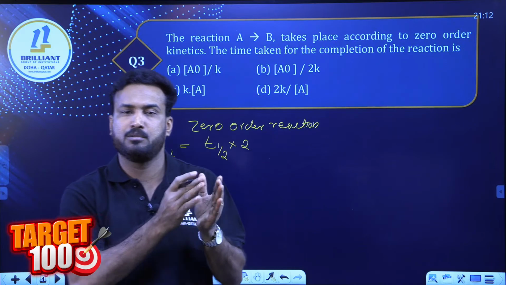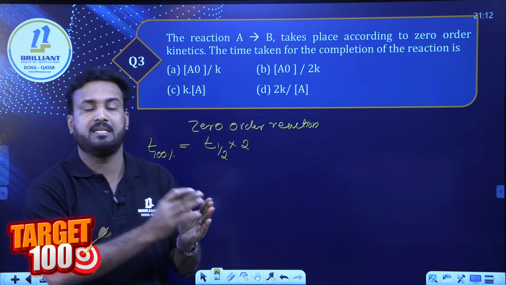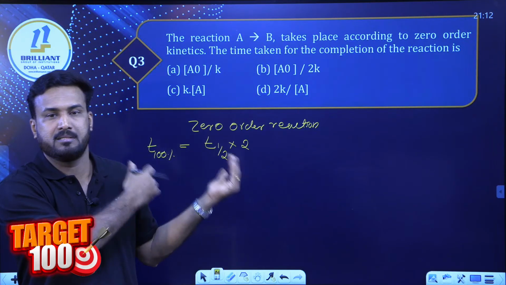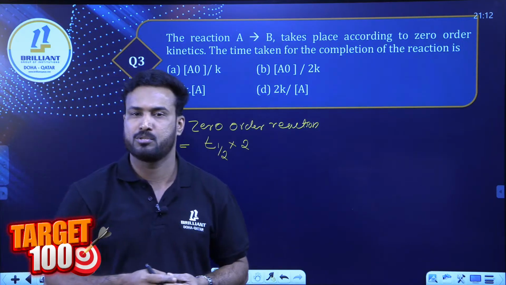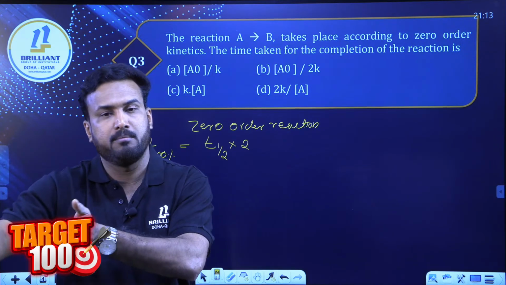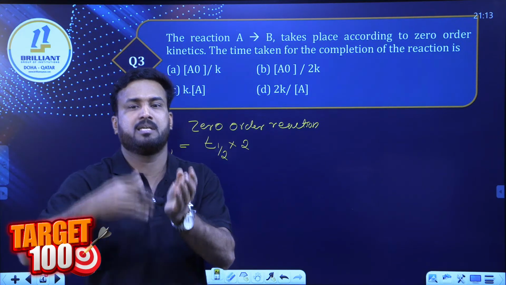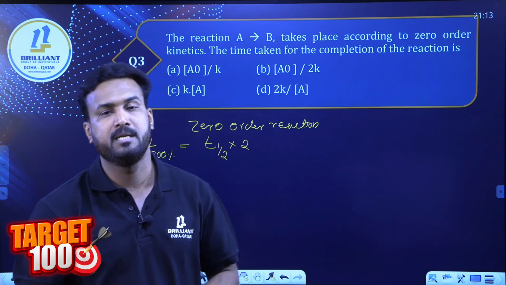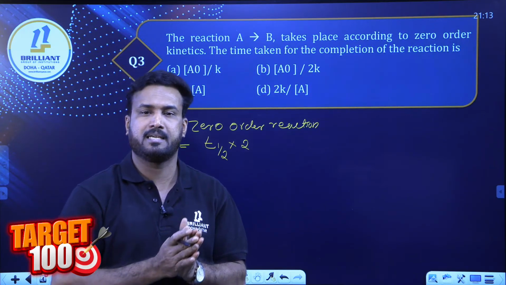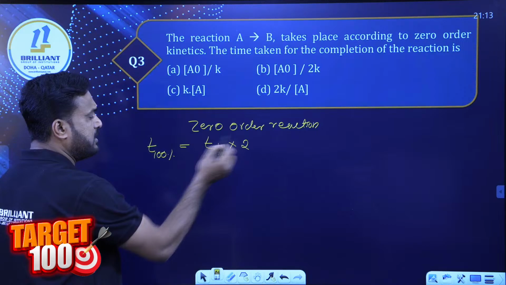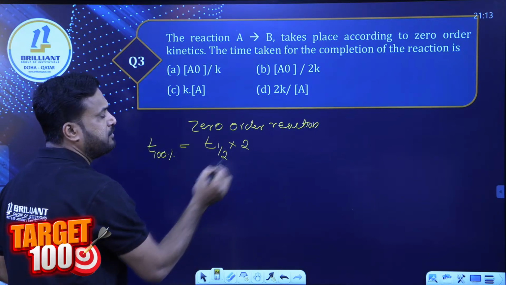So for the completion of a zero order reaction, it takes double the half-life. We discussed in the previous question: if it is 2 minutes, half is gone. Another 2 minutes at the same speed, then the other half will be over and the reaction will be completed. So for every zero order reaction there are 2 half-life periods. We can write for a zero order reaction, total time taken is equal to T half into 2.